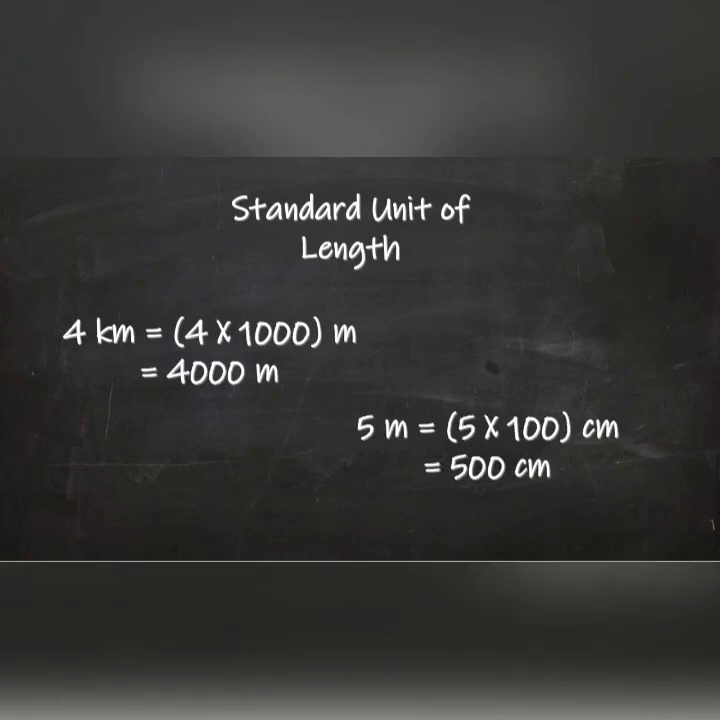Let's take two more examples. So 4 kilometers will be equal to 4 into 1000 meters, which will be equal to 4000 meters. So 4 kilometers is equal to 4000 meters, and 5 meters will be equal to 5 multiplied by 100 centimeters, which will be equal to 500 centimeters. So 5 meters is equal to 500 centimeters.